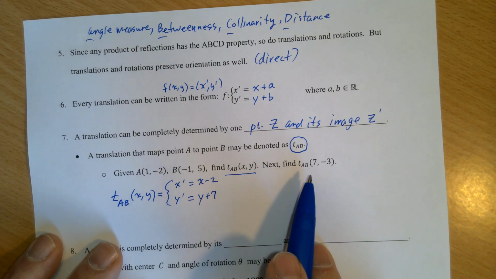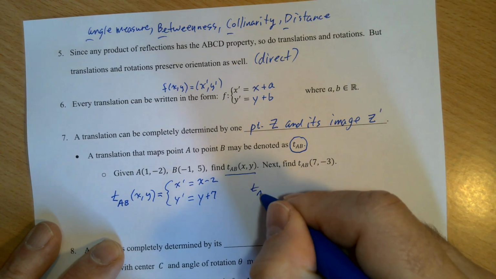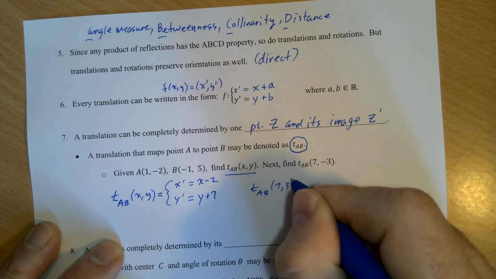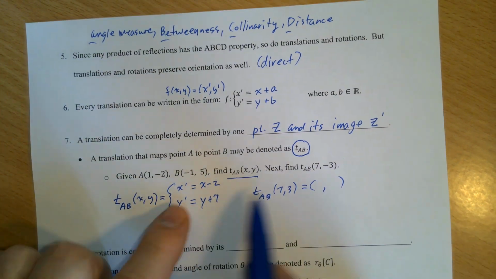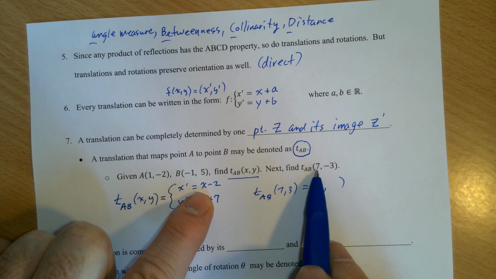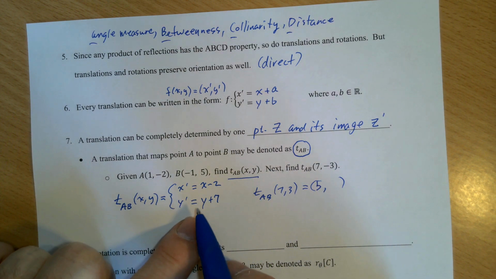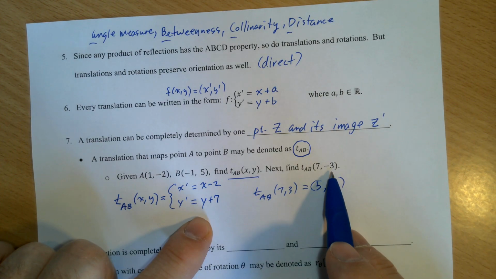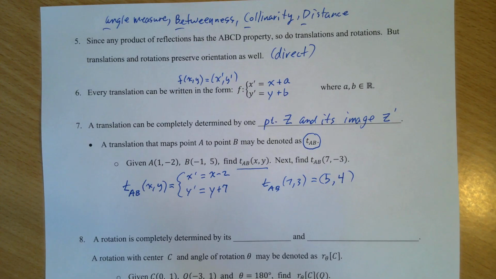Okay, so now specifically it says, find TAB of 7, 3. Well, that's going to be really easy. It's just an ordered pair. What do we do to find x prime? We do x minus 2. 7 minus 2, 5. For y prime, we do y plus 7. So 3 plus 7 to get the y prime would give us a 10. And that's it.